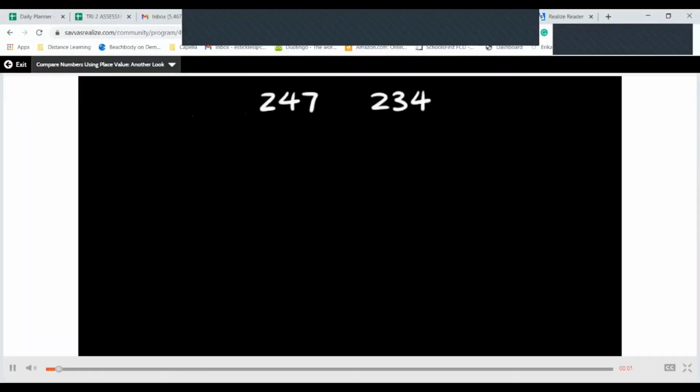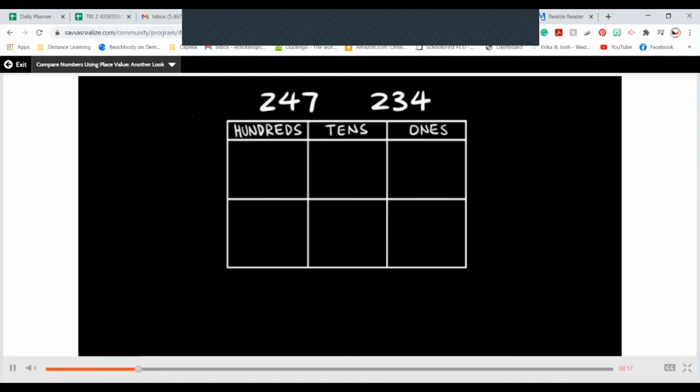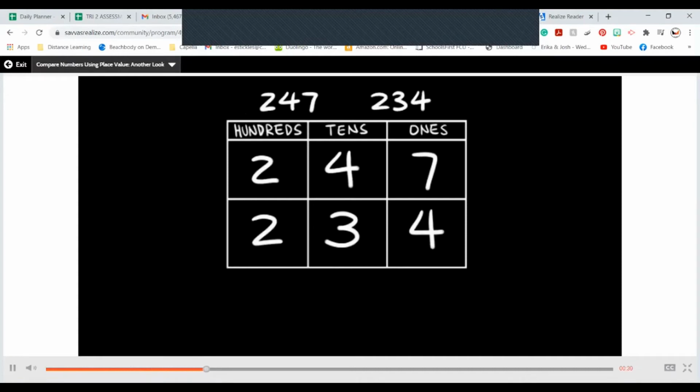Look at these two numbers here. 247 and 234. I want to compare them. In other words, I want to know which number is greater. But where do I start? I'll start with the digit that has the greatest place value and move to the digit that has the least place value. So let's compare the hundreds first.